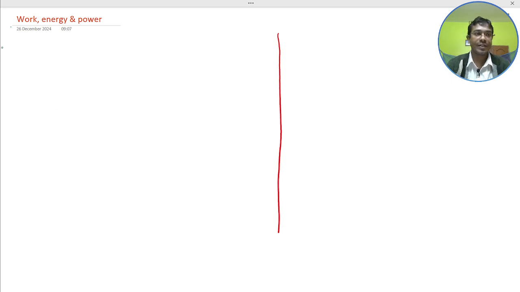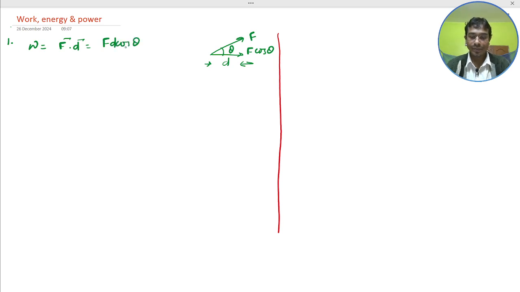Suppose this is distance d, and the force F acts in this direction at angle theta, and this is the component F cos theta. So the work is W equal to F dot d, written as F d cos theta.